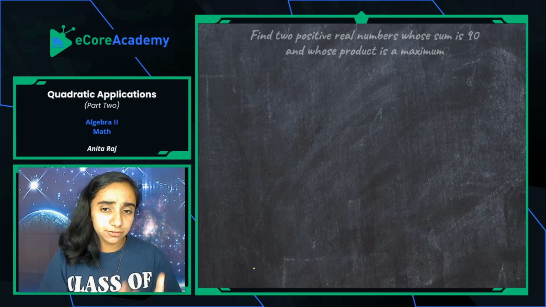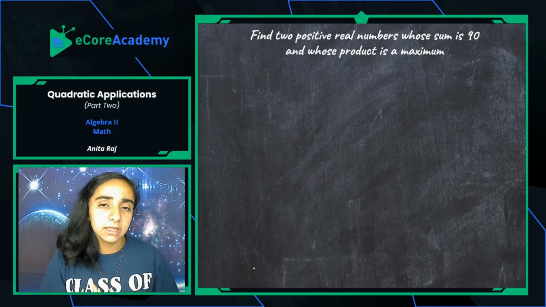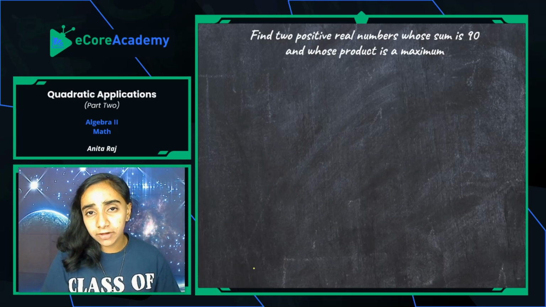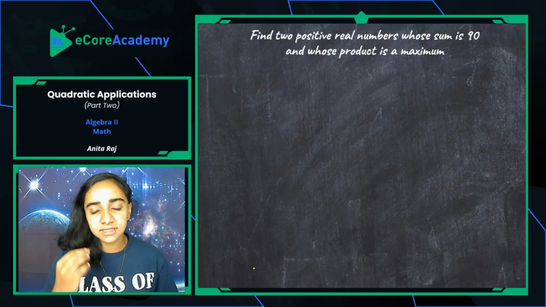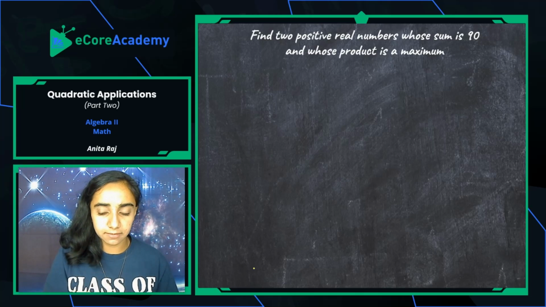Okay, so we're going to be getting into our first question. As you can see, the problem appears at the top of the screen. Remember, it's the main idea, it's the whole purpose of this video. Although there are 5 different components to the problem, this is essentially the most important part of the problem. Find two positive real numbers whose sum is 90 and whose product is a maximum.